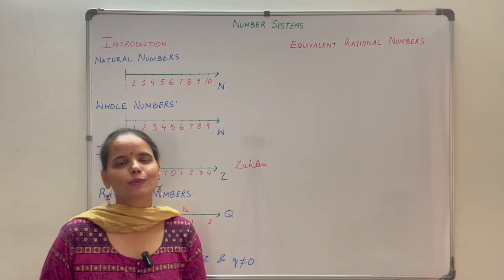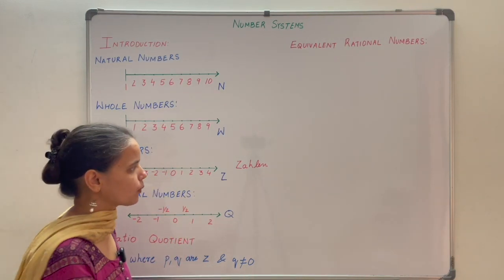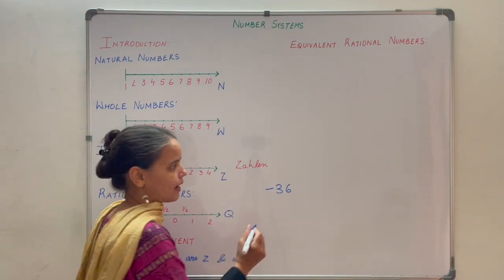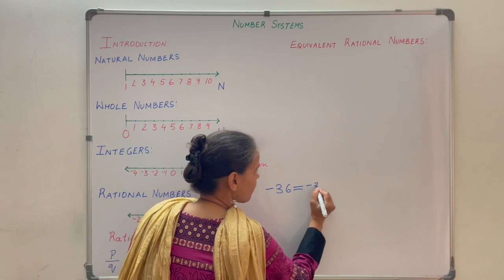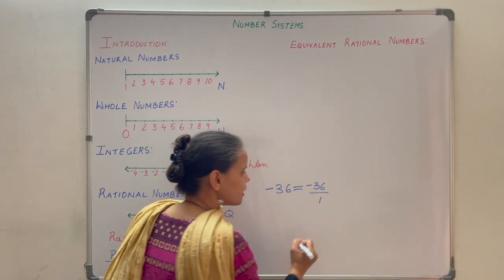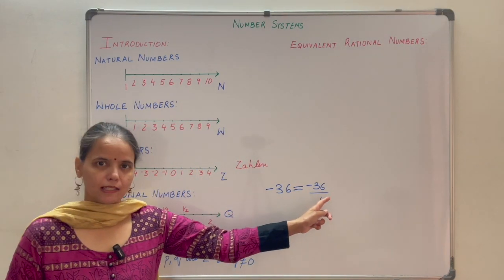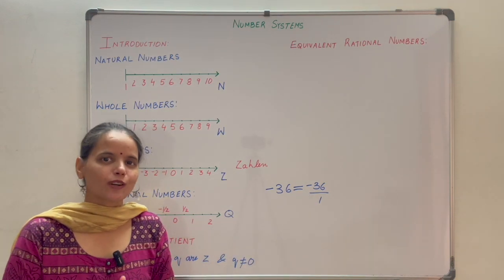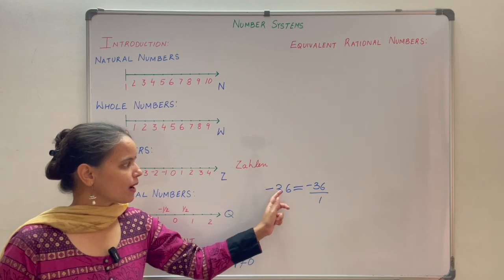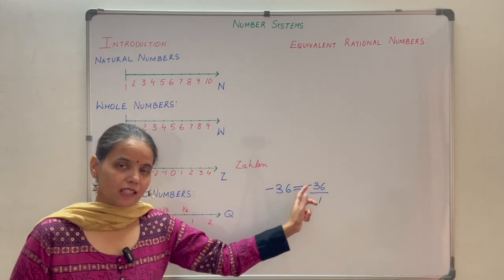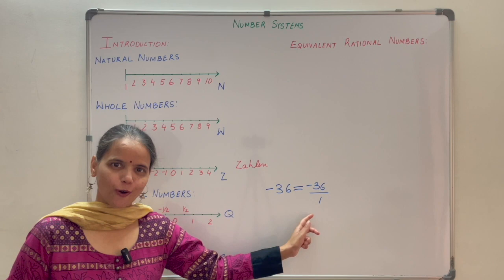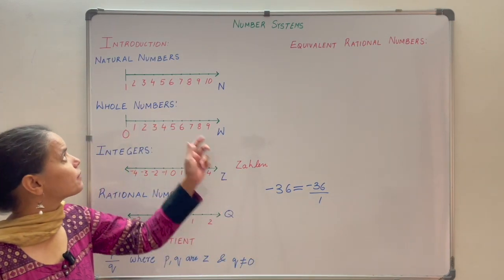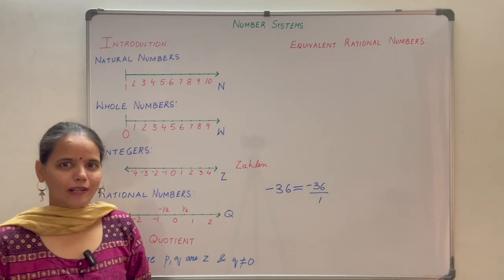Let us understand this with the help of one example. Let us take one integer, say minus 36. So I can rewrite this as minus 36 upon 1. So here your P is minus 36 and Q is 1. And you can clearly see here that the denominator is not equal to 0. So I have rewritten minus 36 as minus 36 upon 1, which is P by Q form. So minus 36 is a rational number. Similarly, you can prove it for natural numbers and whole numbers.